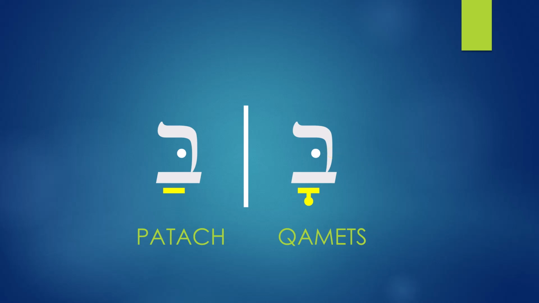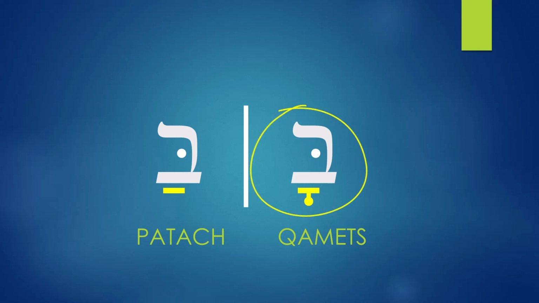And if you remember, the function of that dagesh, the function of that dot, is to help us to pronounce the letter as a B sound instead of a V sound. If we remove that dagesh, the bet is going to have a V sound. If we put that dot, the bet is going to have a B sound instead of a V sound.